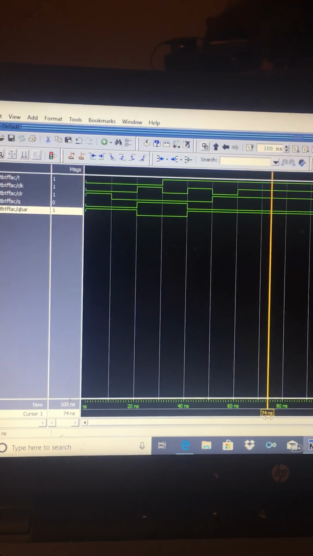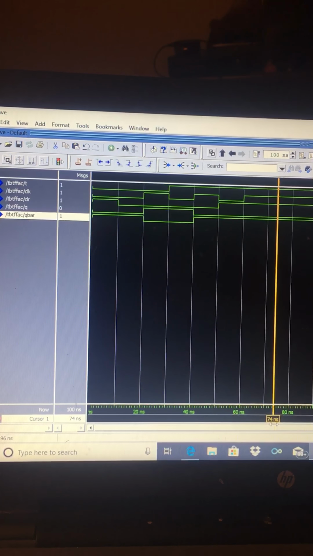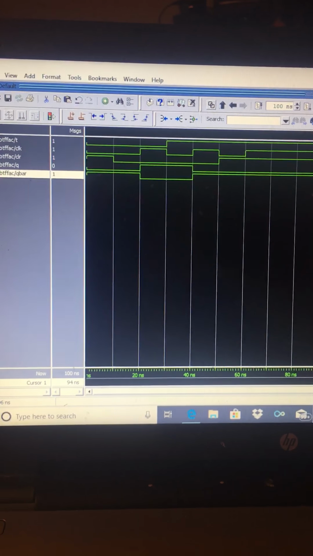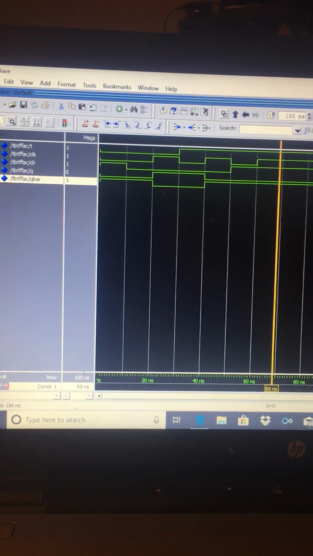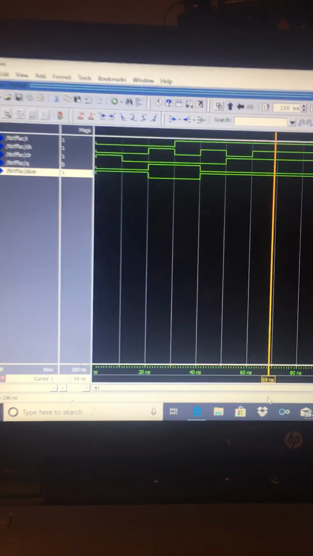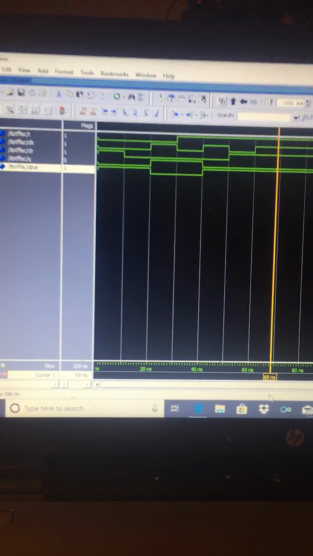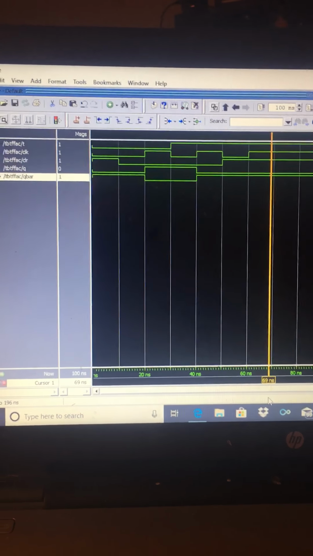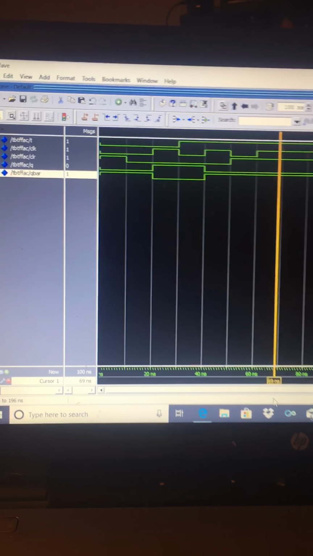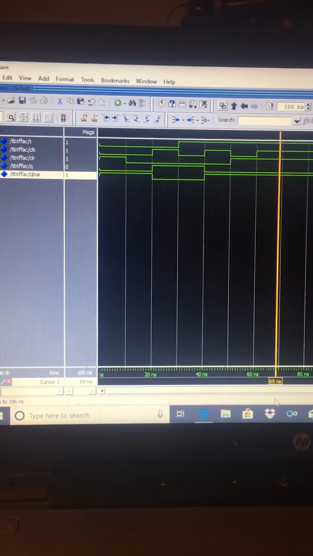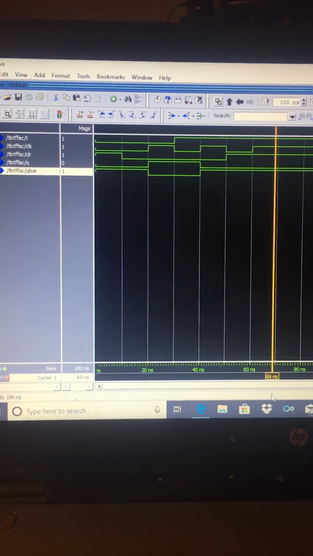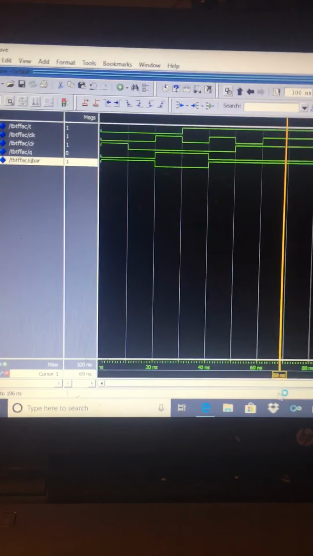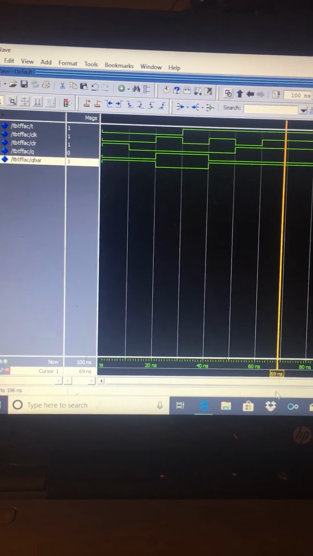Next, you have a continuation of the same wave, the same values. So this is a waveform for a T flip-flop with an asynchronous clear. As you can see, the clear causes Q and Q bar to set to 0 and 1, and whenever clear is 0, clock is 1, and T is 1, the values for Q and Q bar toggle.